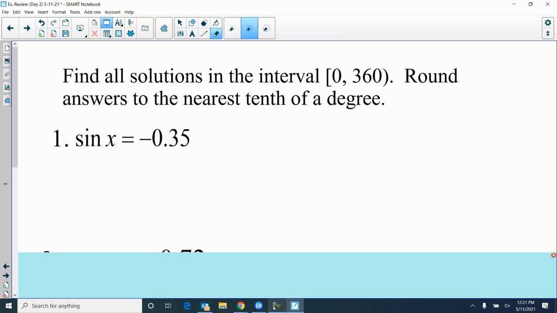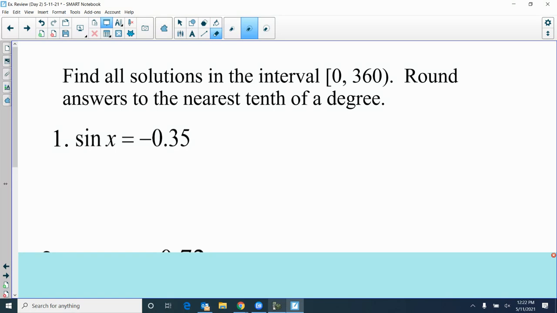All right, find all solutions in the interval 0 to 360. Round your answers to the tenth of a degree. All right, sine of x equals negative 0.3. Absolutely have to use your calculator. That's not one that you can figure out in a circle. But now your calculator is going to give you one answer. I want you to think where the second answer is.